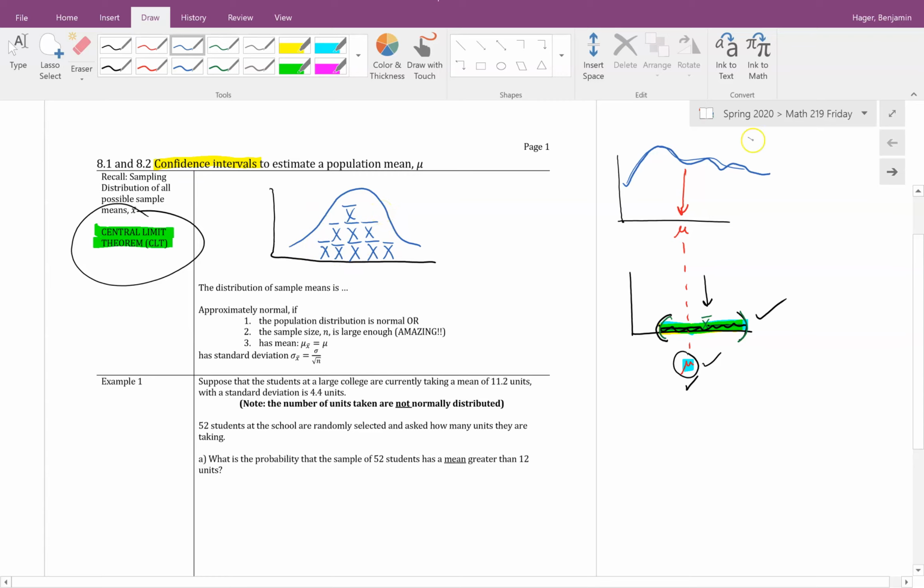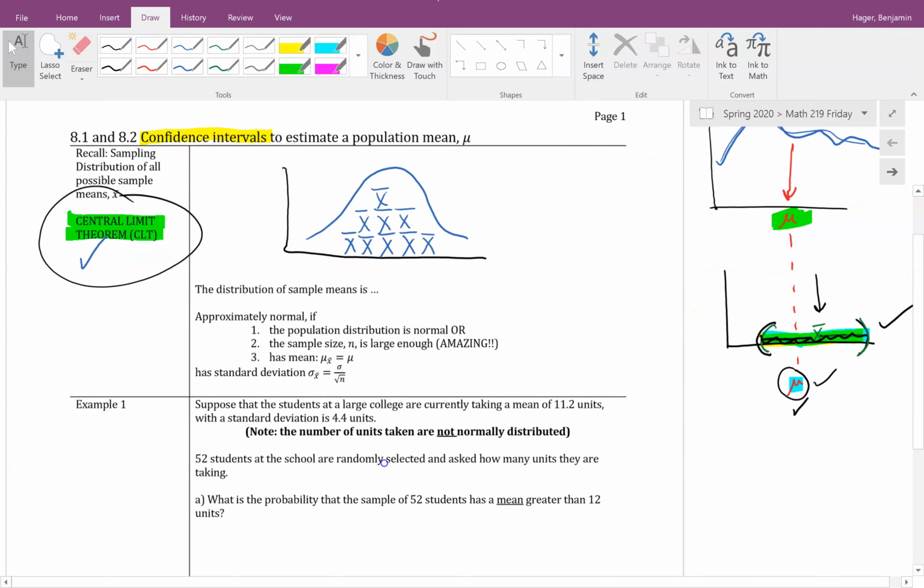So it doesn't matter what the original population's distribution was. As long as we obey the rules of central limit theorem, we can approximate this guy, the mean of the population, by analyzing our sample means here. And again, that's going to allow us to build our confidence interval.